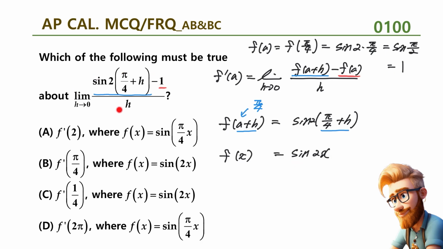All of this expression is equal to f prime a, or in this case f prime pi over 4, right? So all of this value is equal to f prime pi over 4, right? So when we look at answer choices, all of this limit value is equal to f prime pi over 4, where f of x is equal to sine 2x. So the answer has to be B.